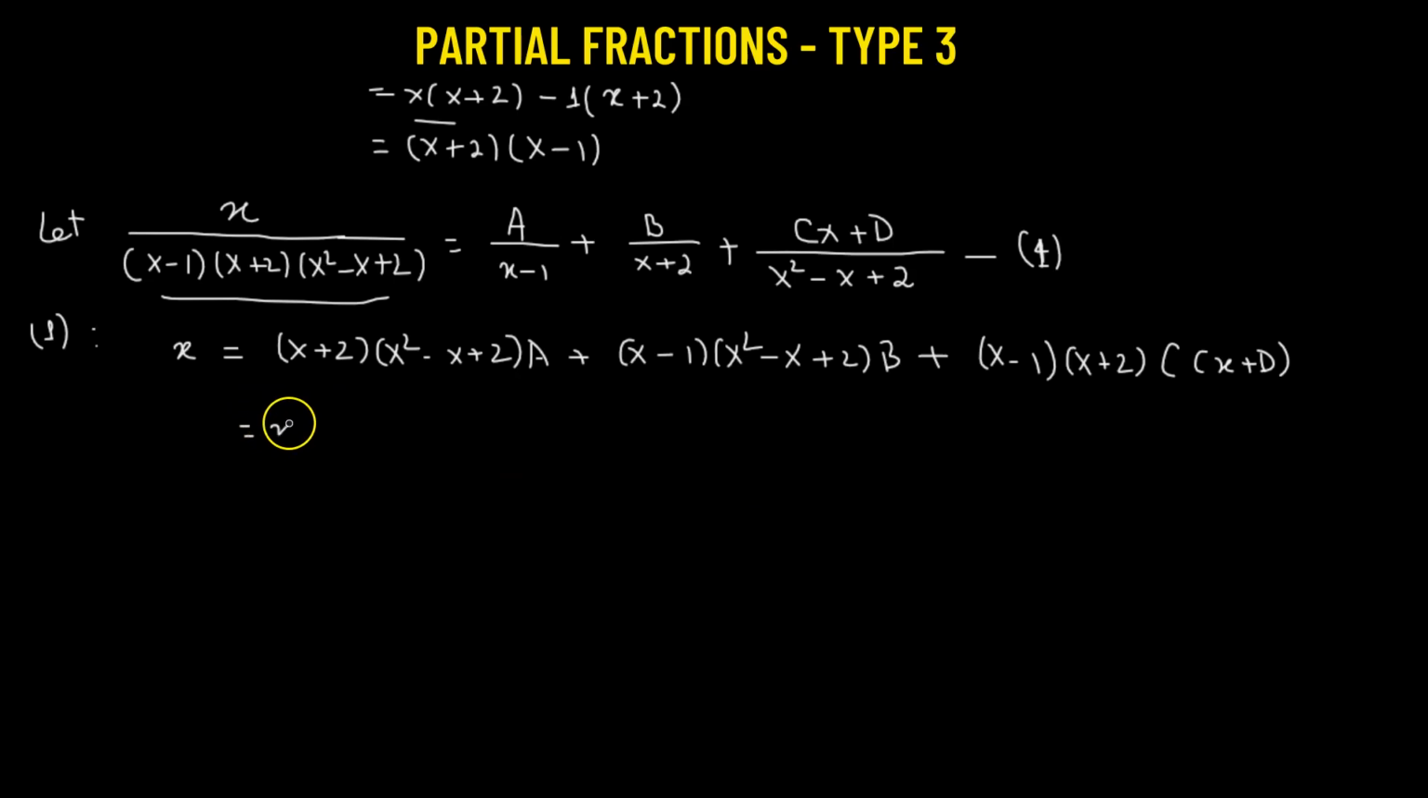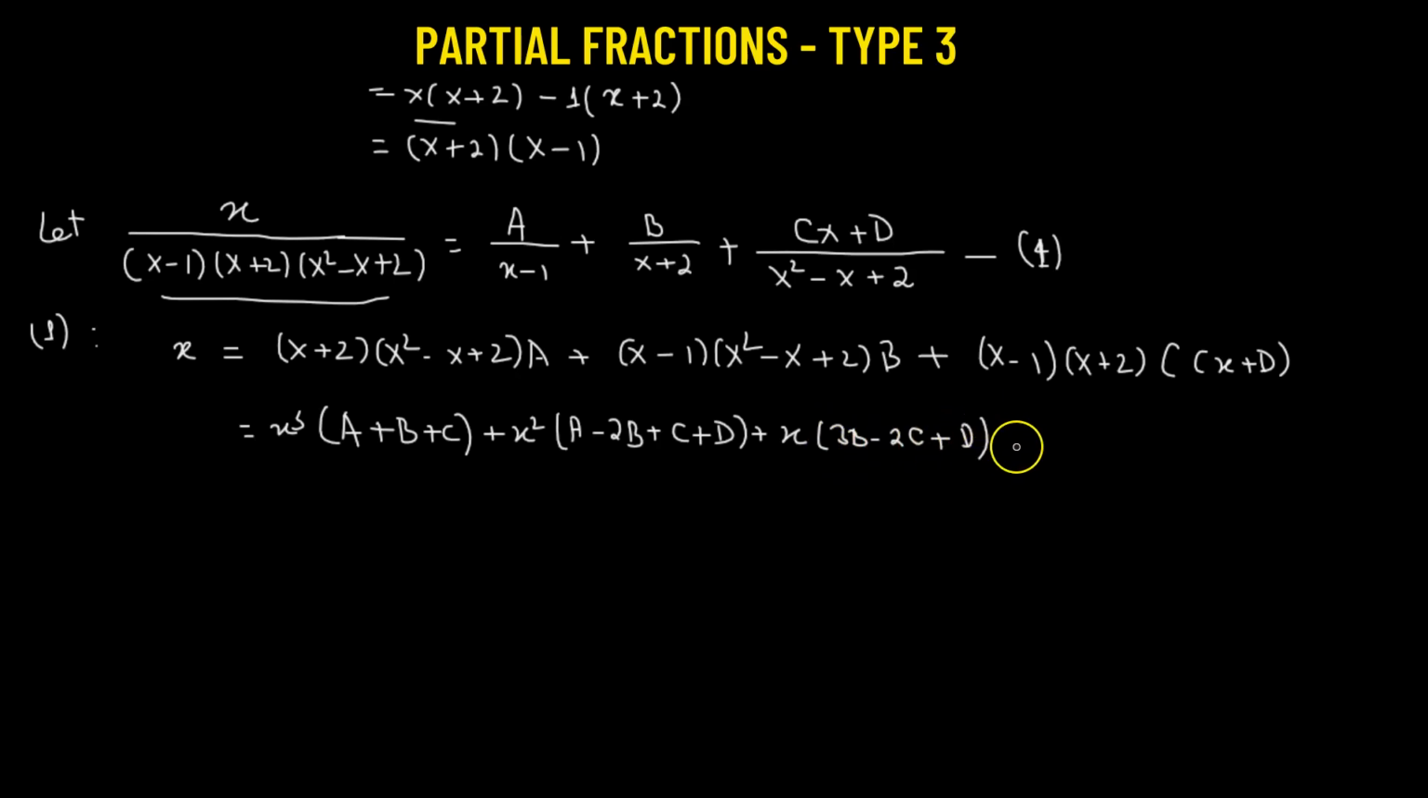So this is going to give us x cubed multiplied to a plus b plus c, followed by the next term, which is going to contain x squared, and its coefficient will be a minus 2b plus c plus d. Then we have x. So x is going to have the coefficient 3b minus 2c plus d. And then finally we have the constant term, so that's going to be 4a minus 2b minus 2d.